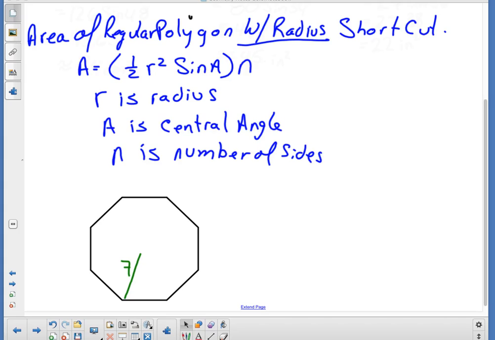Okay, so we got this down. This is 10-5, day 2, and we're looking at area of a regular polygon with radius shortcut. I have not shown this before. It is not in your notes. We're doing these notes old school, okay?